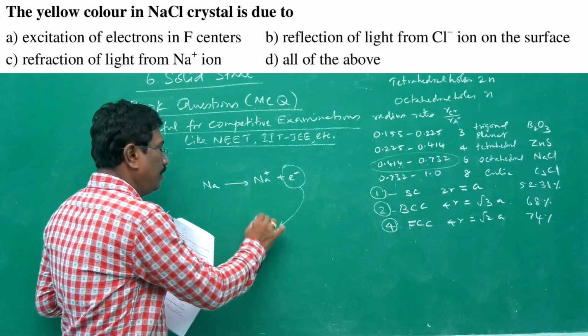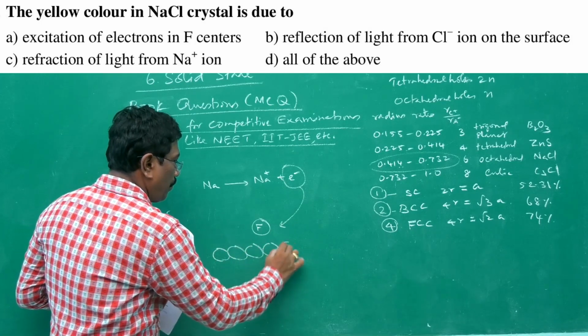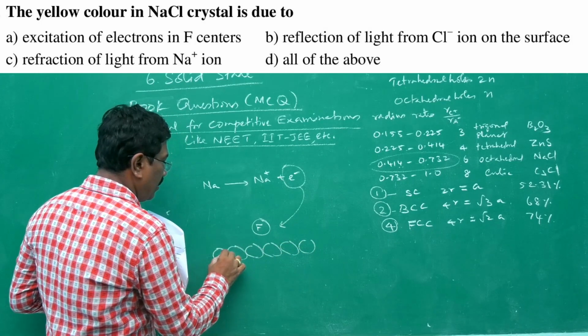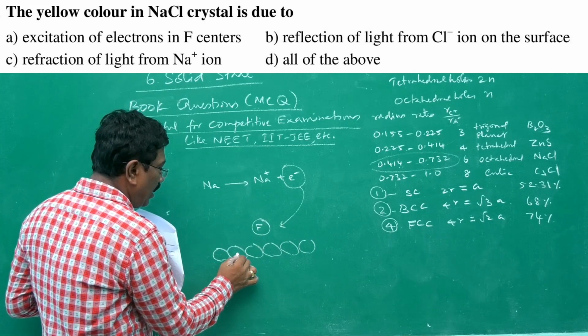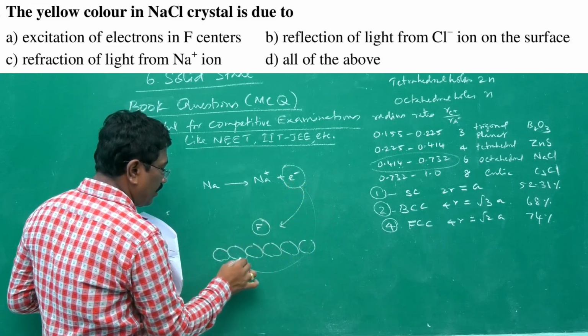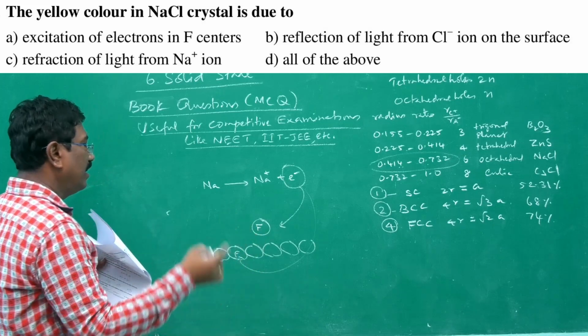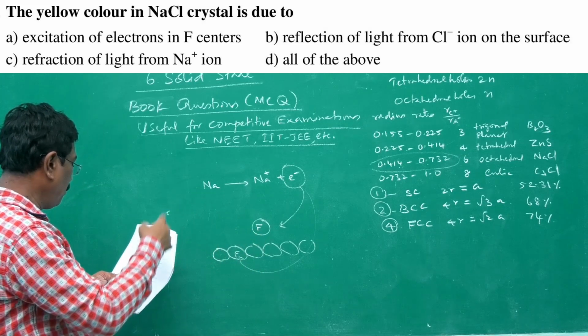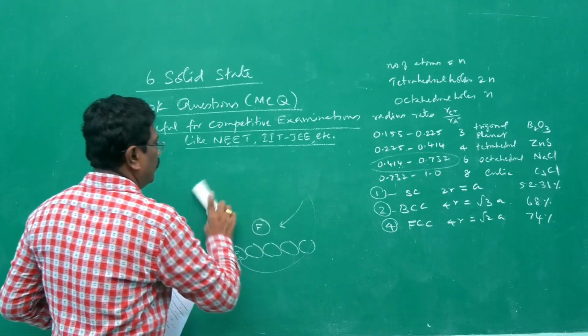In the sodium chloride crystal, we have sodium ions and chloride ions, of course with a difference in size. If one chloride ion leaves from its site, an electron enters in. Because of that, it is said to be an F center. In that F center, the electron enters in, and because of that, it becomes yellow in color. Then the 18th question.